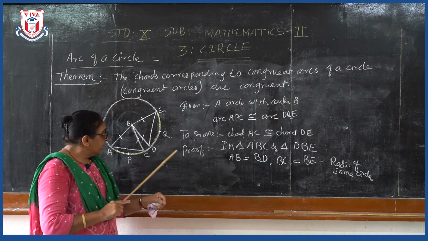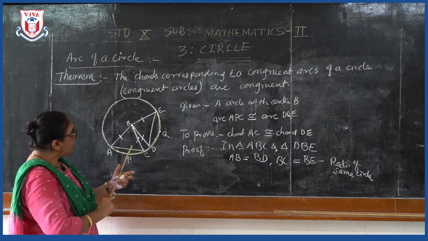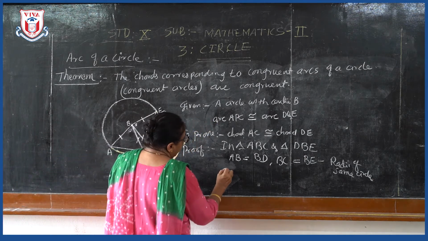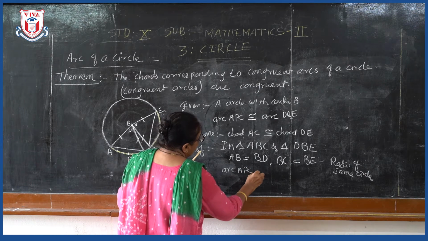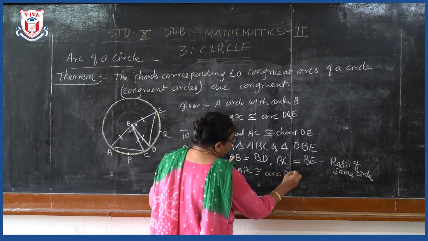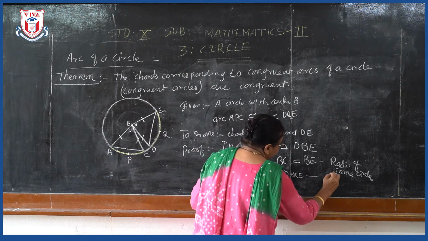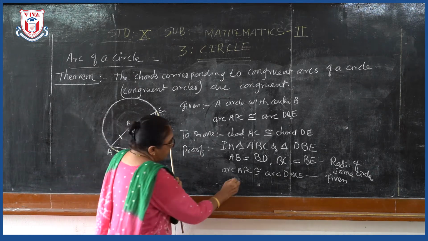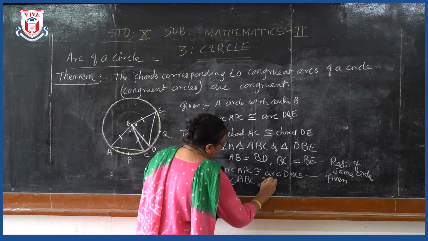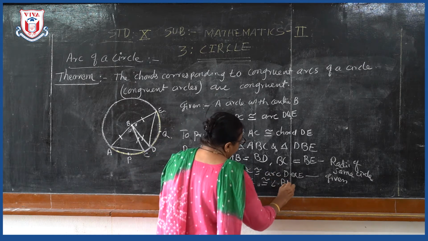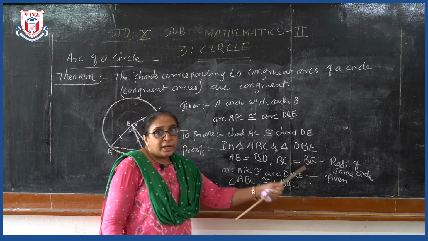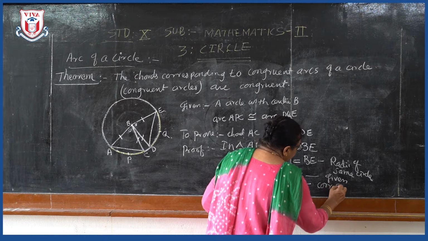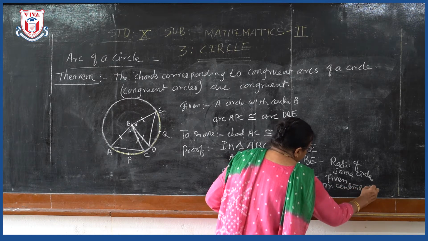Also, when the arcs are congruent, their corresponding central angles are also congruent. So we can write here: arc APC is congruent to arc DQE, given to us, and therefore angle ABC is congruent to angle BDE, and here you can write: corresponding central angles.